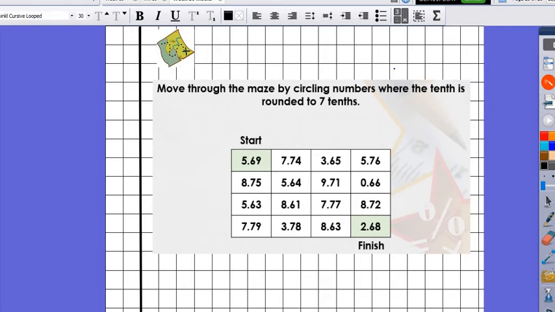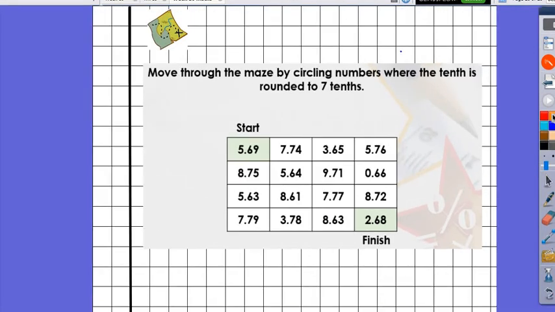So hopefully you have completed that task and found it relatively easy. So we're going to now move through the maze by circling where the tenth is rounded to 7/10. So we need to get from the start to the finish where the tenth, being really specific here, rounds to 7/10. So if we're rounding our tenths, we need to look at the hundredths column. We need to look at the hundredths column to start with and then work our way to the tenths column.